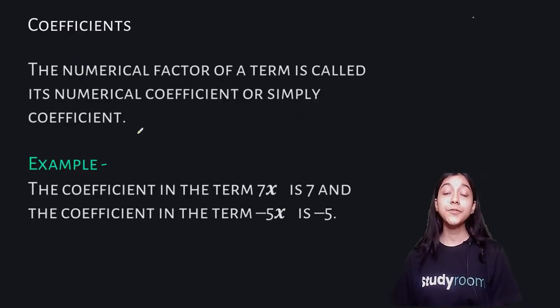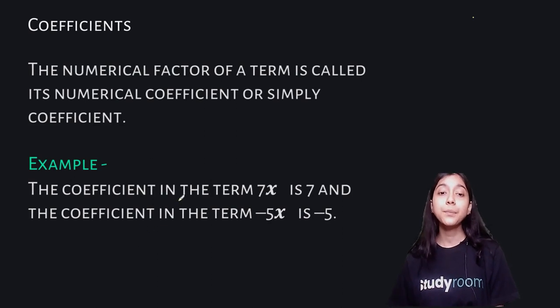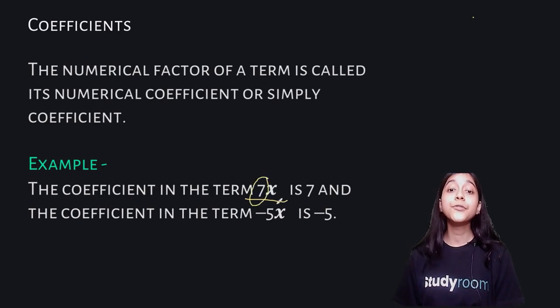The numerical factor of a term is called the numerical coefficient or simply the coefficient. So here we are learning about coefficients. If we have been given a term and we have been told to calculate the coefficient, how will we do it? In simple words, let me explain. When we have a term 7x, just observe the number that is before the variable. Here the number before the variable is 7. So 7 will be the coefficient of this given term 7x.